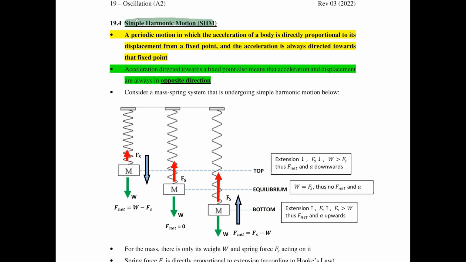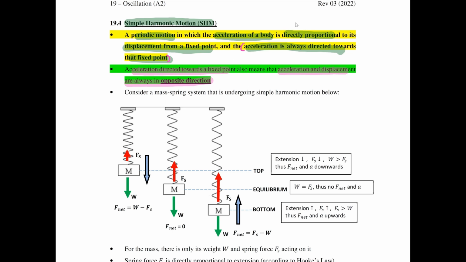All right, now simple harmonic motion is defined as a periodic motion in which the acceleration of the body is directly proportional to its displacement from a fixed point, and the acceleration is always directed towards that fixed point itself. Okay, sometimes the part about the acceleration being directed towards a fixed point can be worded in a different way, where they say it is referring to acceleration and displacement being in opposite directions. Okay, you will have a better idea of what this means after looking at the diagram below.